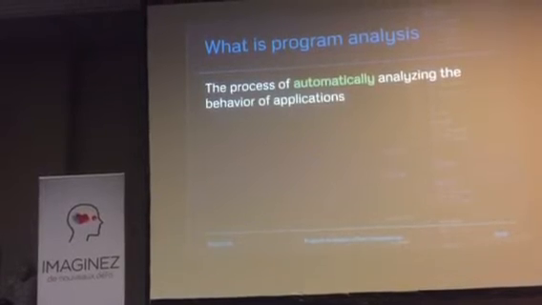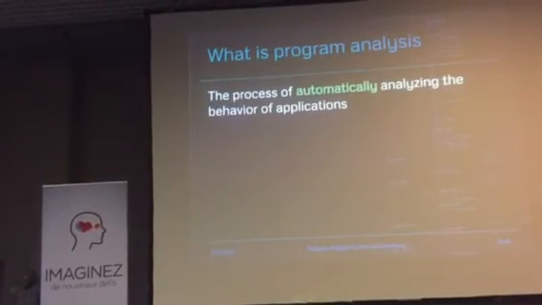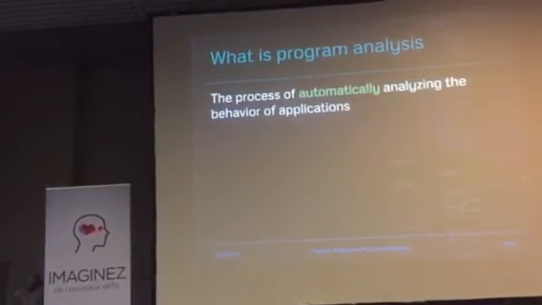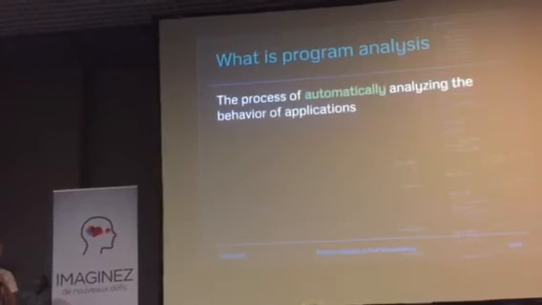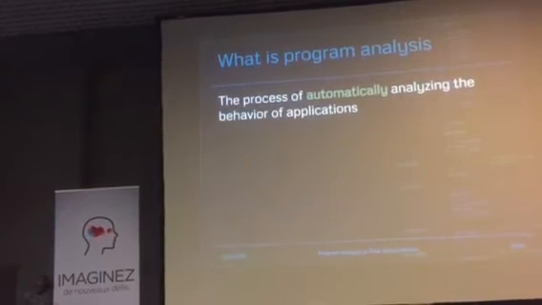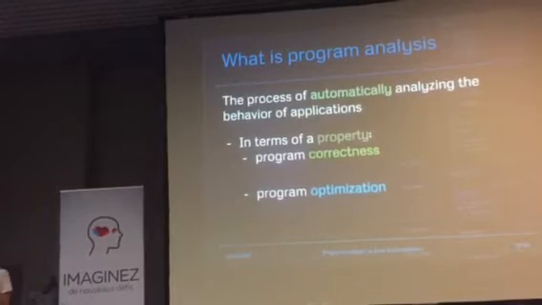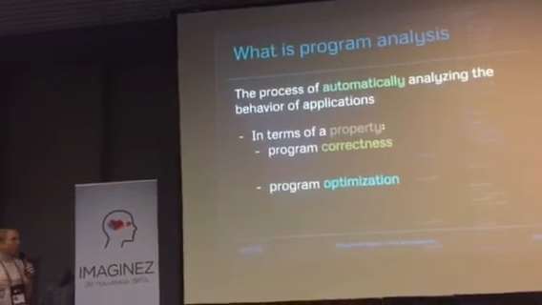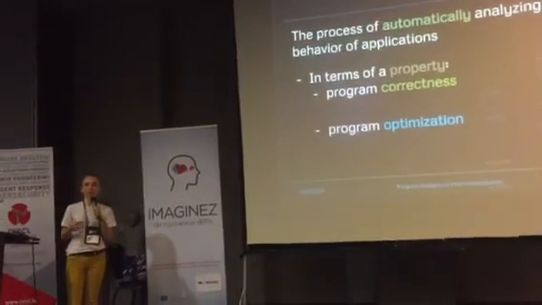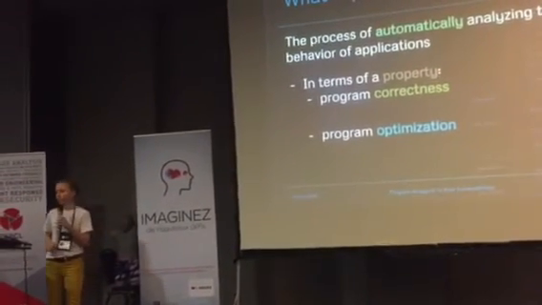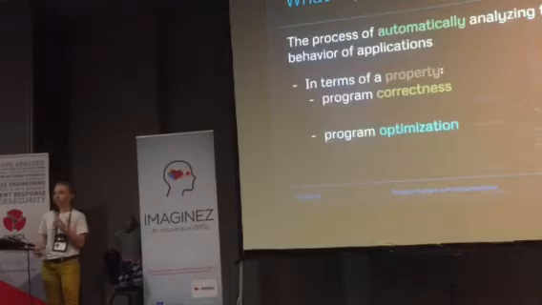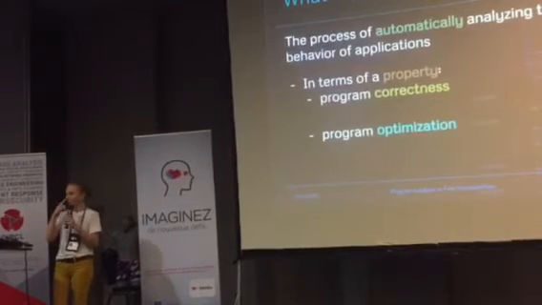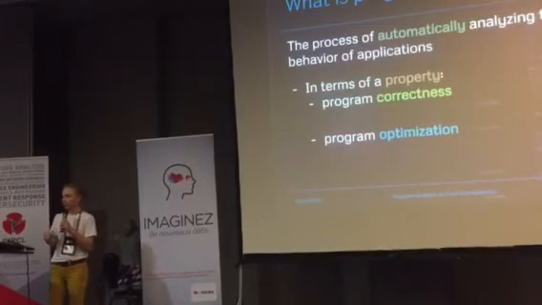So what is program analysis? It's the process of automatically analyzing applications, which sounds great. That's what we want for automatic exploitation. Traditionally, program analysis over the past 30 years or so has been developed a lot for compiler research. So the compiler is analyzing this program in terms of 2 different properties.